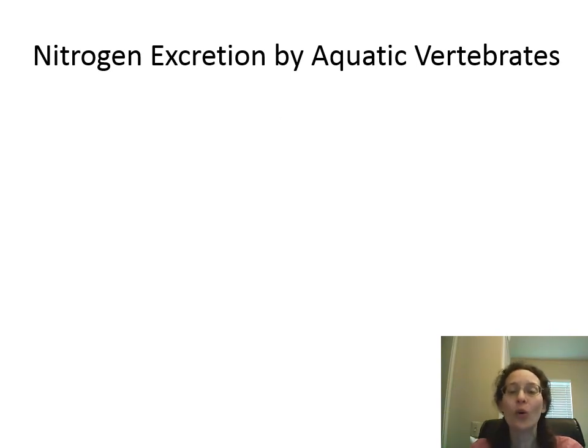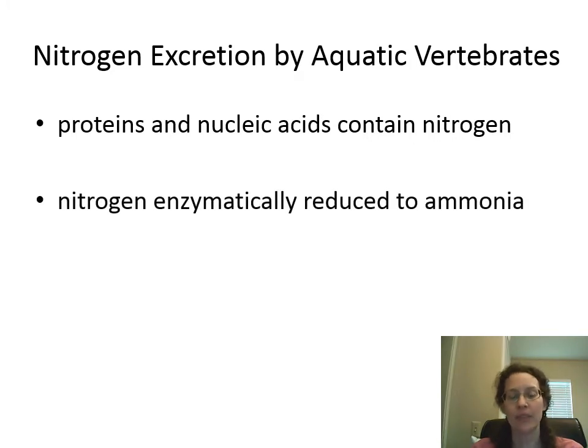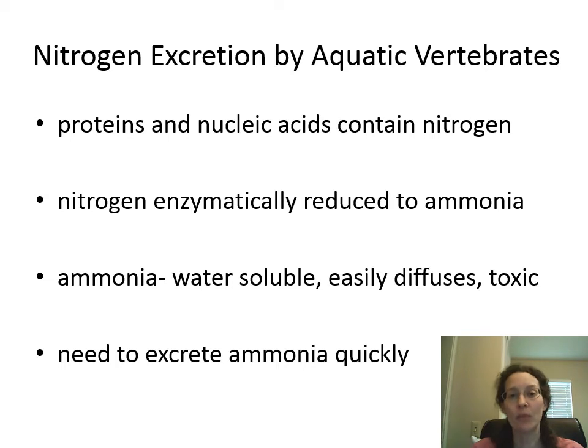Okay, so that's how aquatic vertebrates deal with their environmental solute and water levels. But we also have to deal with excretion, waste products that are produced from what we eat. So we ingest food, which is basically proteins and nucleic acids that contain nitrogen. And nitrogen is what we have to figure out how to get rid of. Nitrogen gets reduced enzymatically to ammonia, which is good, except ammonia is toxic. It is water soluble and will easily diffuse, but you can't really hold on to it for a long period of time. So you need to get rid of that ammonia very quickly.